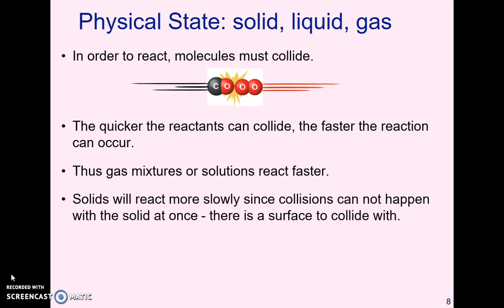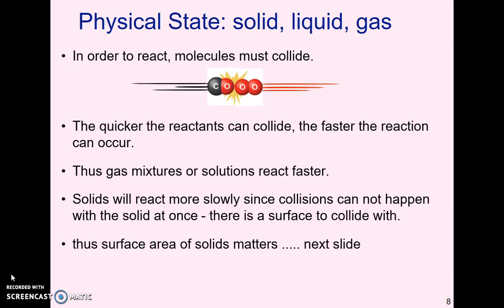If you think about it, solids have limited surfaces, right? So there are only so many places where they can collide with each other. Oftentimes the whole solid is taken up by a collision. It can't collide with something else until it is finished colliding with one thing. So to summarize, gases react the fastest, followed by liquids and solutions. And then solids are the slowest to react.